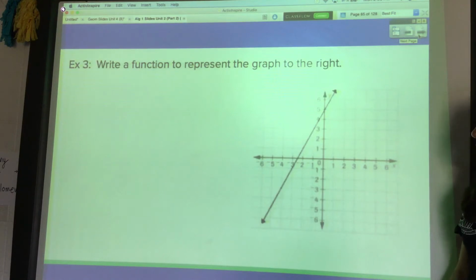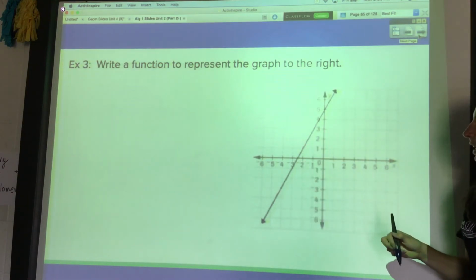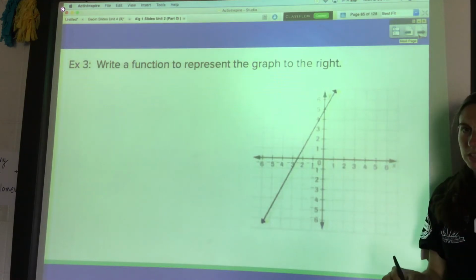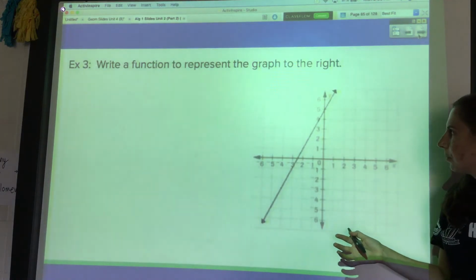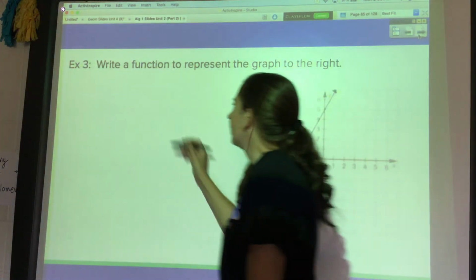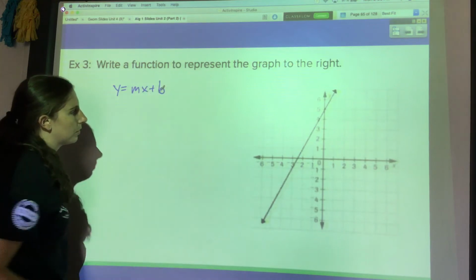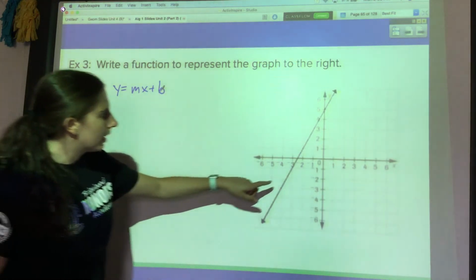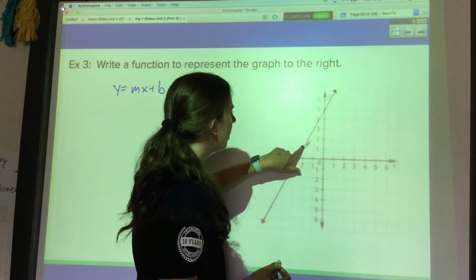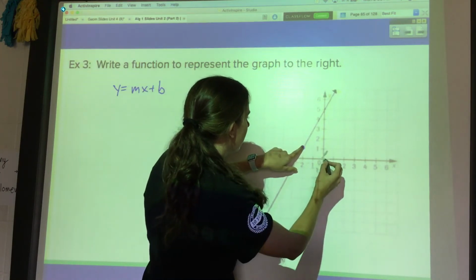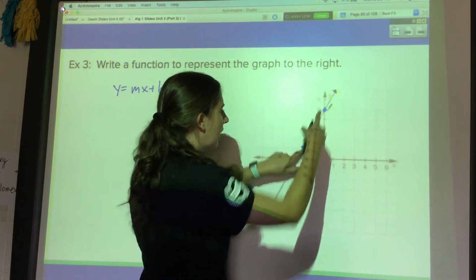All right, this time we want to write a function to represent this graph. And we've done this before. Again, to write a function, you really just need the slope and the y-intercept, or the slope and a point. And it gives me that pretty much. So y equals mx plus b is the slope-intercept form. The line looks like it hits at -2, 1, and I'm not sure if it hits there, it's hard to see. It does hit at 0, 5 though.